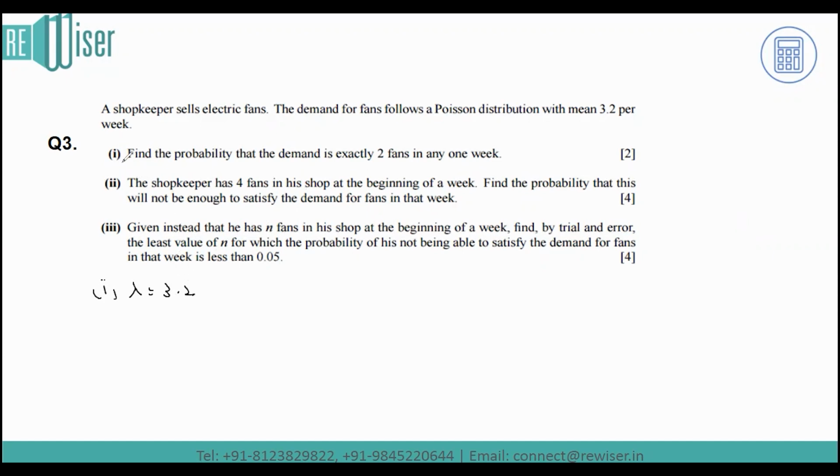Now the first part of the question says find the probability that the demand is exactly 2 fans in 1 week. So the formula for Poisson distribution is probability of x is e to the power minus lambda, lambda to the power x divided by x factorial. So if we have to find for exactly 2 fans, that means we are finding P of 2. So e to the power minus the value of lambda, which is 3.2, into 3.2 to the power 2 divided by 2 factorial.